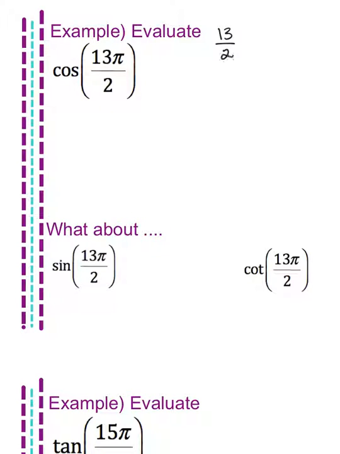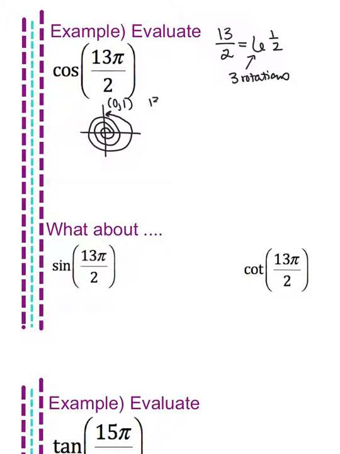So when I take 13 halves, that is equal to 6.5. So 6 pi's is 3 rotations and then half a rotation. So when I graph this, I'm going 2, 4, 6.5. So I'm landing here. 13 pi over 2 and pi over 2 are coterminal angles. So if I am evaluating cosine, I know cosine is the x value of this point. The x value is 0.